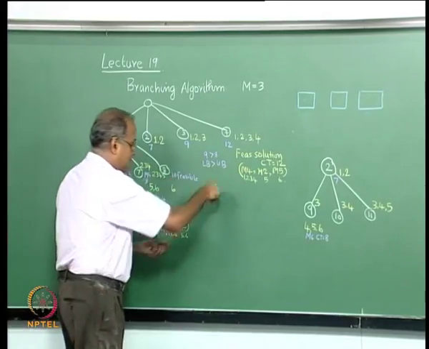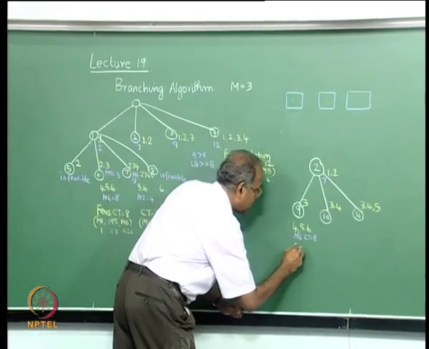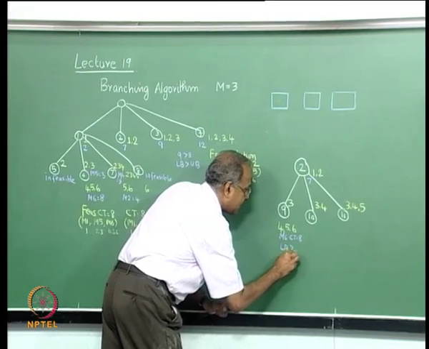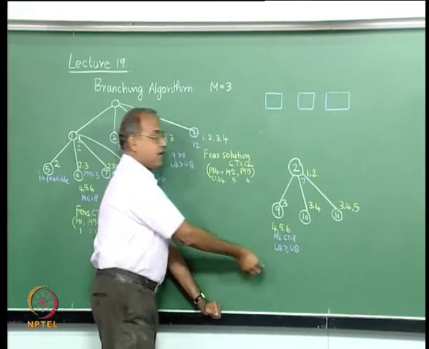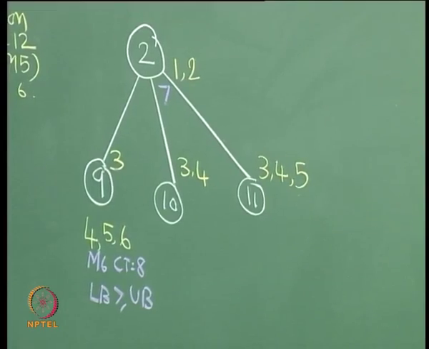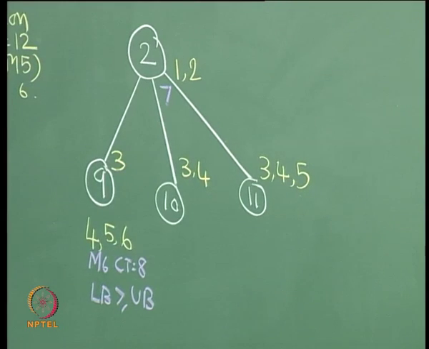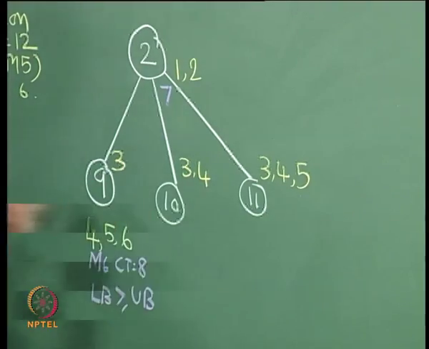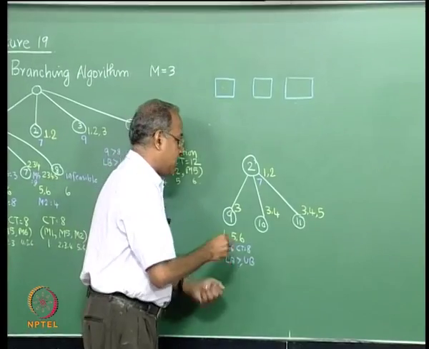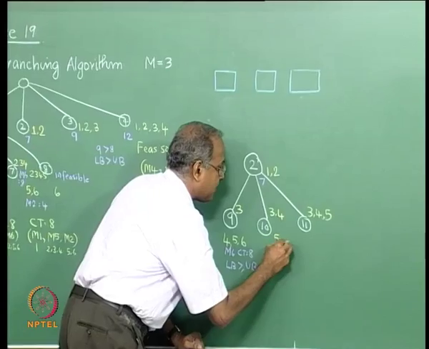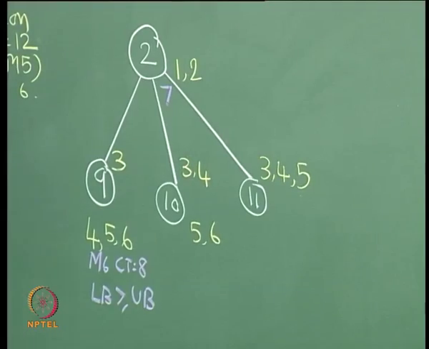And using the same principle that lower bound is greater than or equal to upper bound, I fathom this node, because if I proceed I can only get a solution with 8 or more. So, now I look at node 10, this is going to put operations 5 and 6 on the third machine.